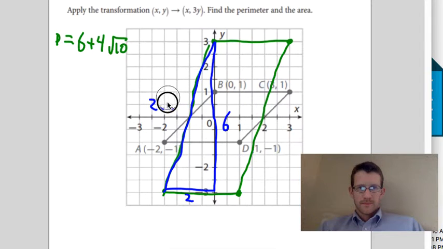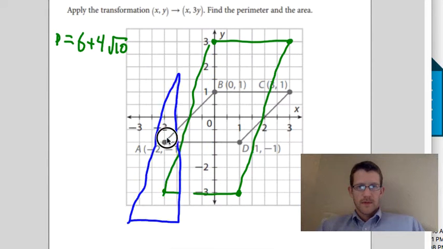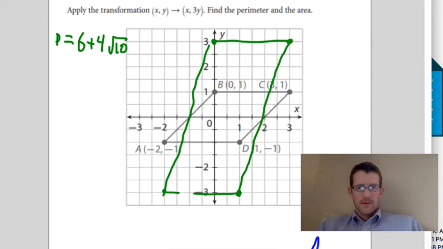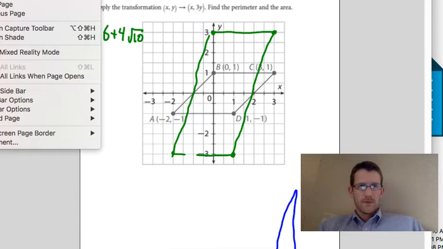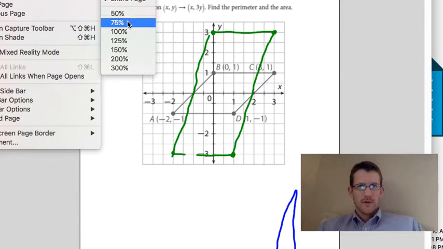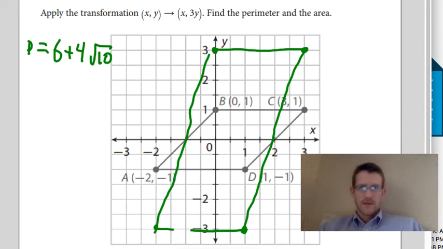Cool. Erase these temporarily. Go there. Didn't need to do that. View more. 100%. Yeah, that's pretty good. Okay.